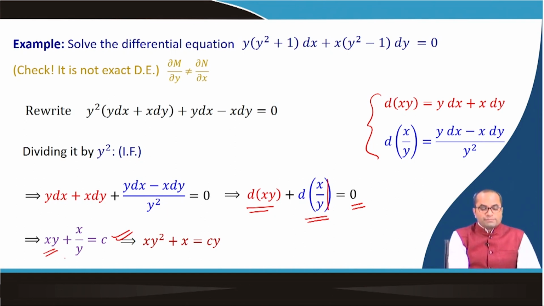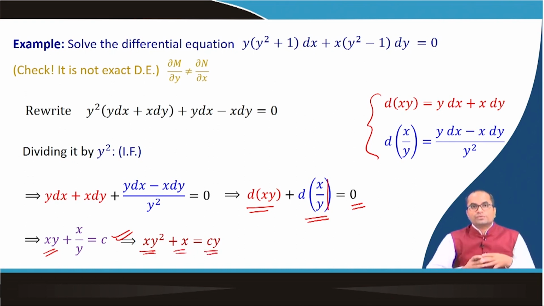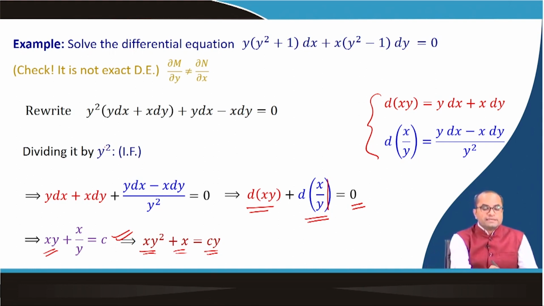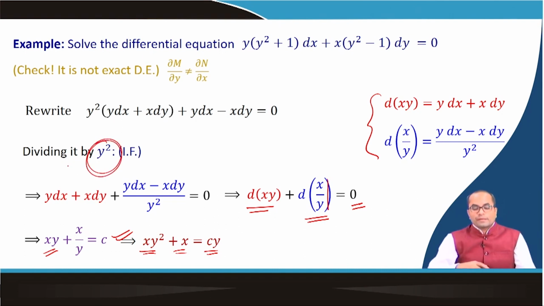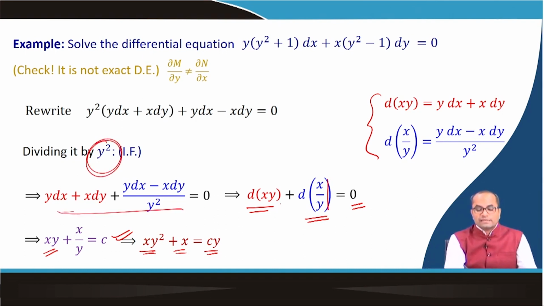or we can just multiply by y there. So, we have x y square plus x is equal to c y, that is the solution given in implicit form of the given non exact differential equation. But just by rewriting and dividing by y square, the equation becomes exact and we have the solution of the given differential equation.